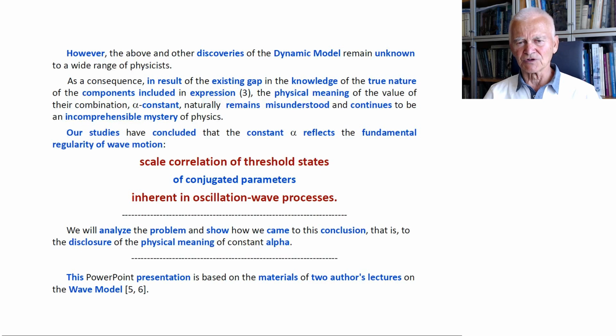Our studies have concluded that the constant alpha reflects the fundamental regularity of wave motion, the scale correlation of threshold states of conjugated parameters inherent in oscillation wave recesses. We will analyze the problem and show how we came to this conclusion, that is, to the disclosure of the physical meaning of the alpha constant. This PowerPoint presentation is based on the material of two authors' lectures on the wave model. Here are the references.